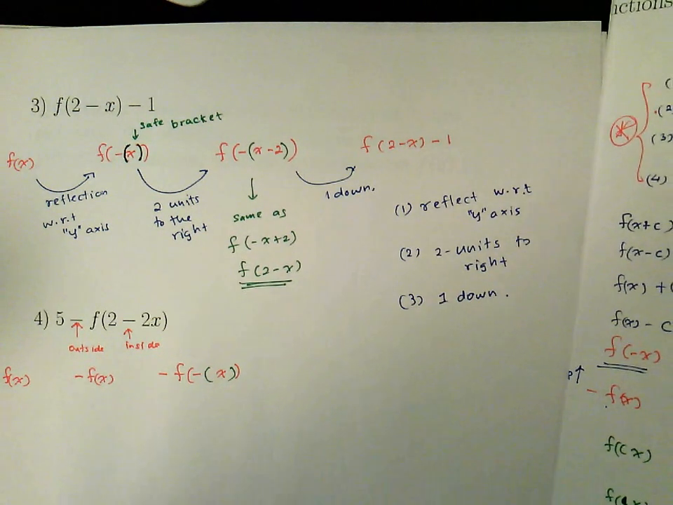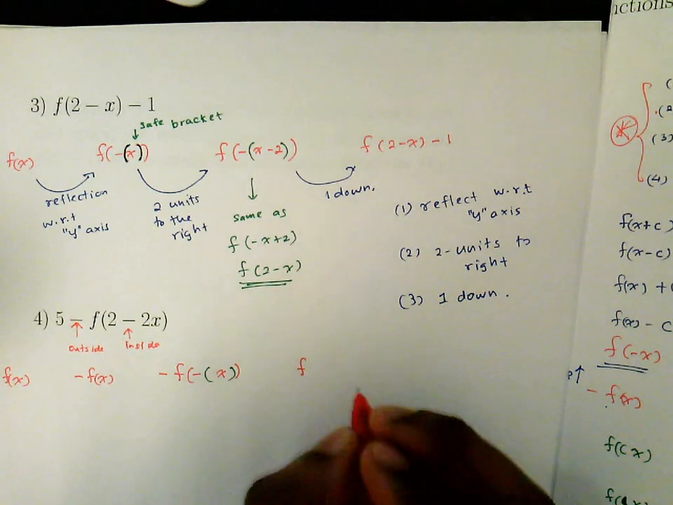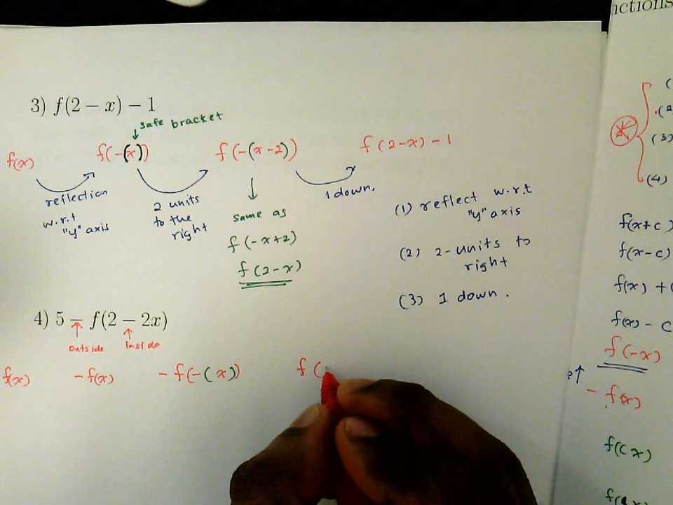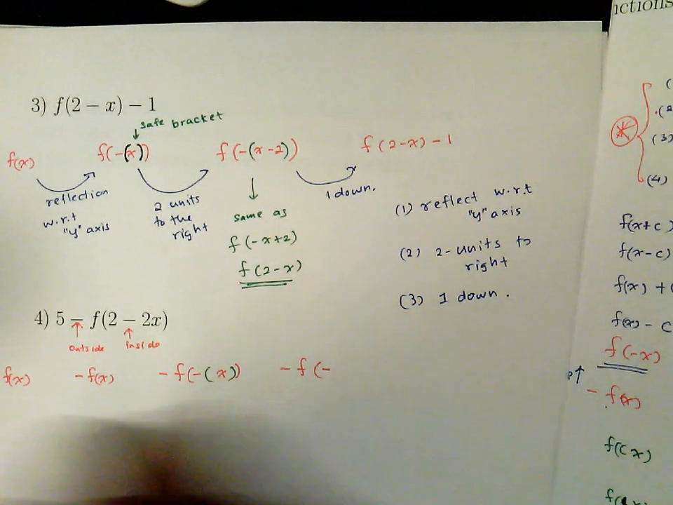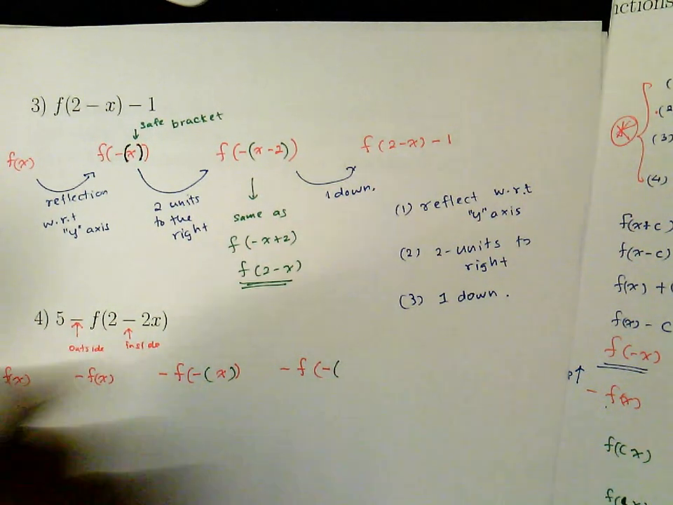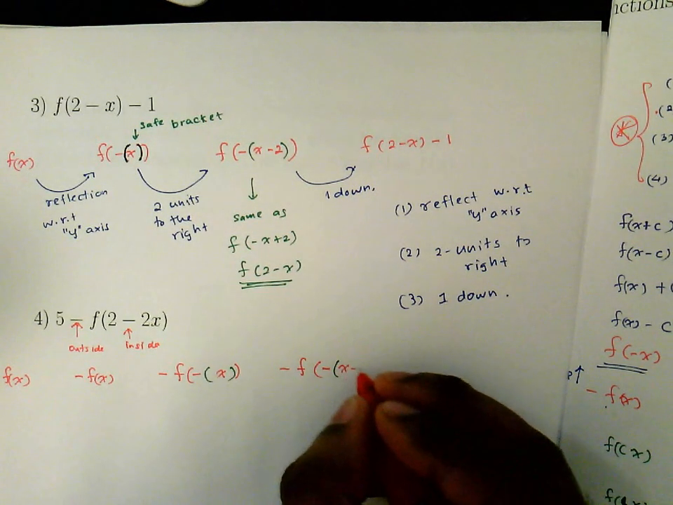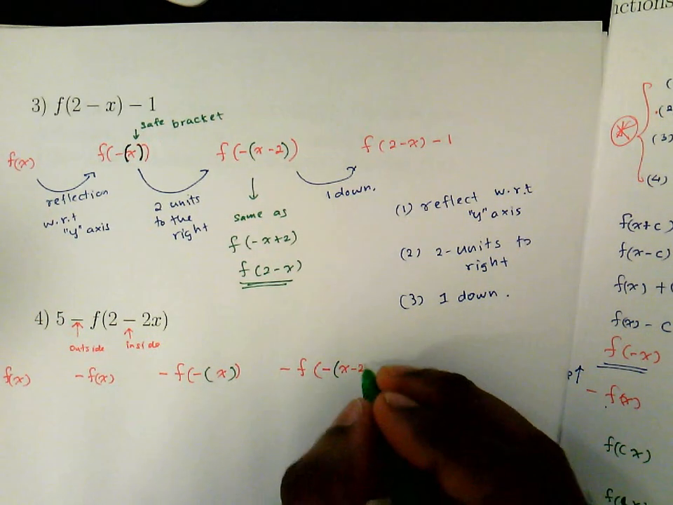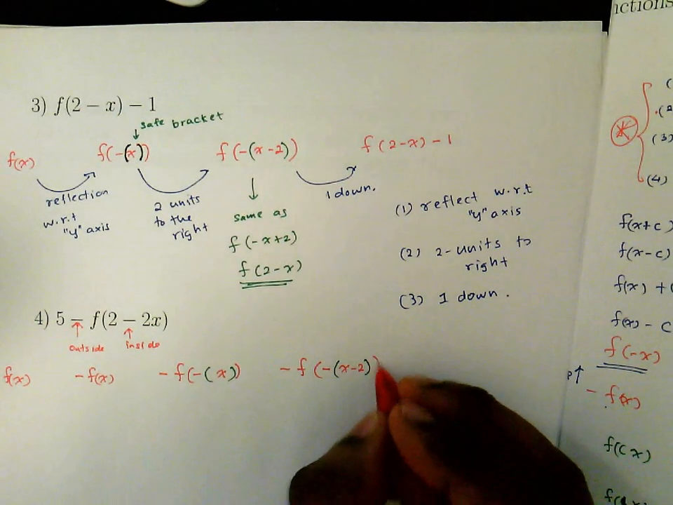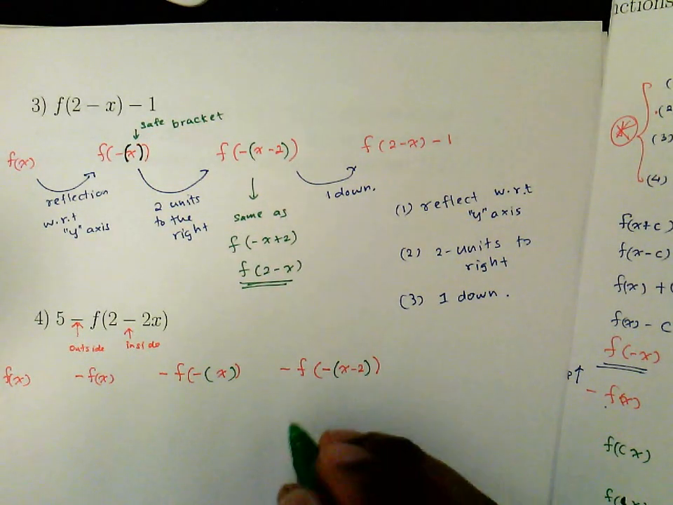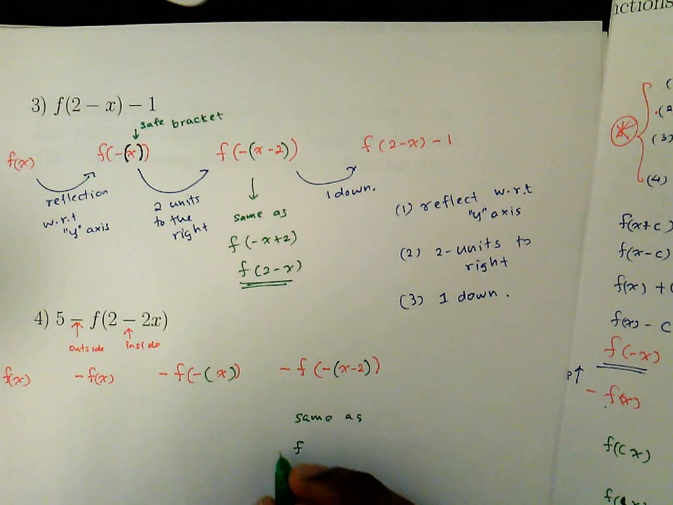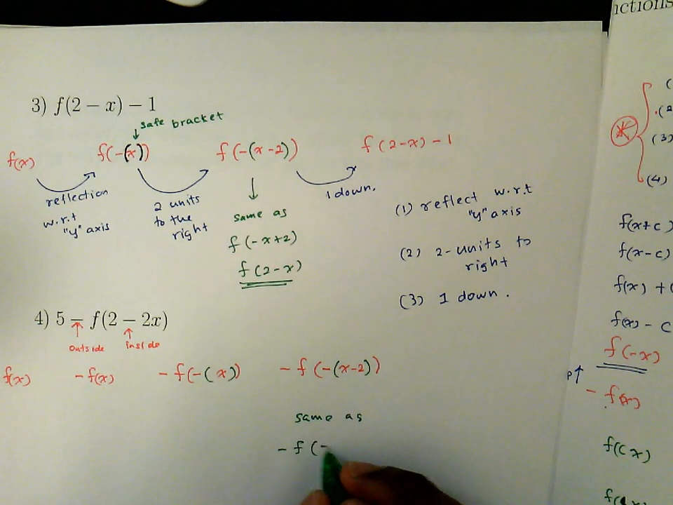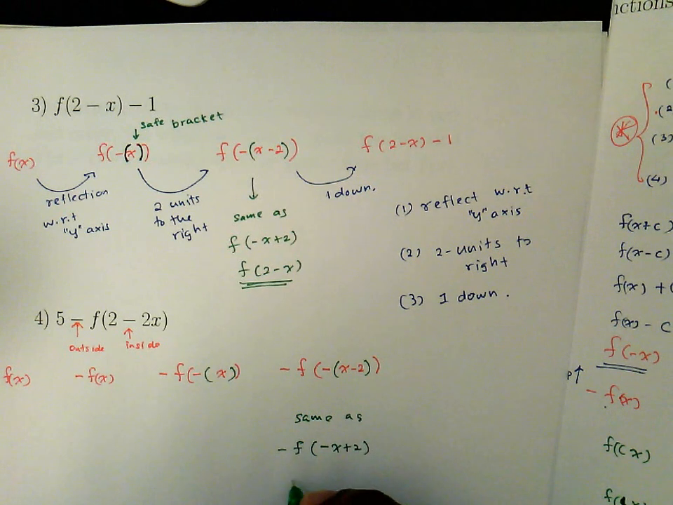Okay, so that's why I put f of negative, well, there's this negative here, so bracket x minus 2. Okay, now you can see that this is the same as f of negative x plus 2, which is the same as negative of f of 2 minus x.